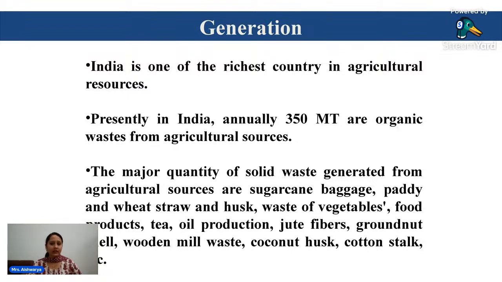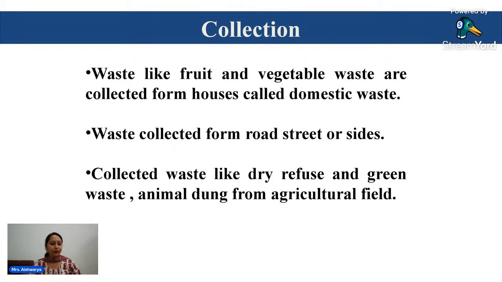These are the main causes from which agricultural waste is generated. Next is the collection process of the agricultural waste, which is produced every year in millions of tons. The first one is fruit and vegetable waste, which is collected from households, called domestic waste, in the form of vegetable waste, fruit waste, leaves, or other green grasses left over in our gardens or surroundings.